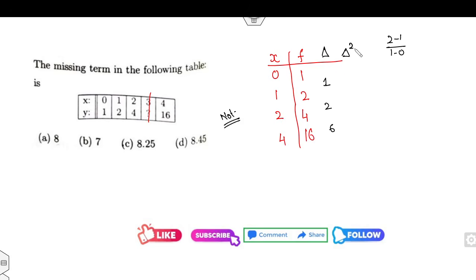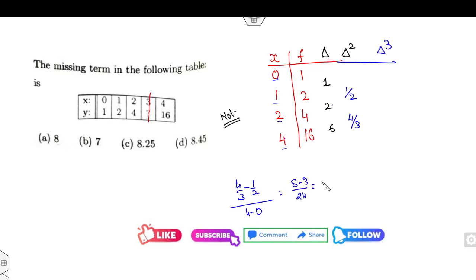Now they are not the same, so I can find the second difference. It's 2 minus 1 divided by 2 minus 0. That will be half. Then 4 divided by 3. Again they are not the same, so I have to compute the third divided difference. So it will be 4 over 3 minus half, divided by 4 minus 0. So 8 minus 3 over 24. That is 5 over 24.